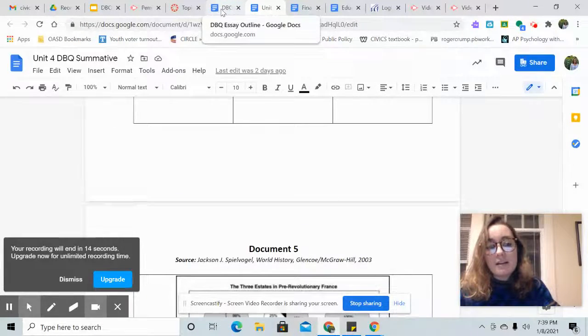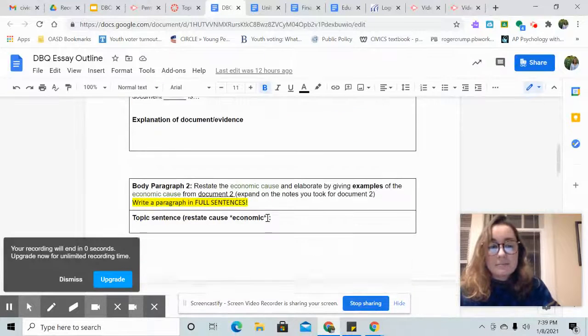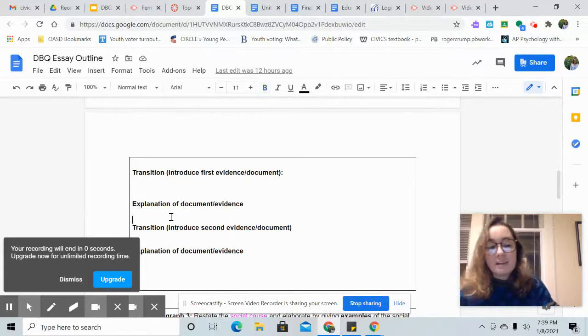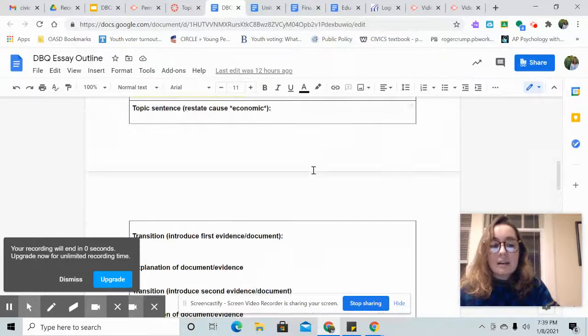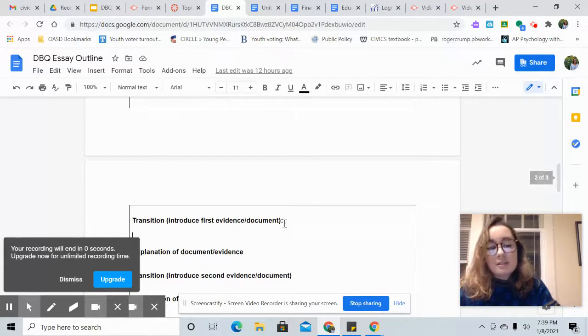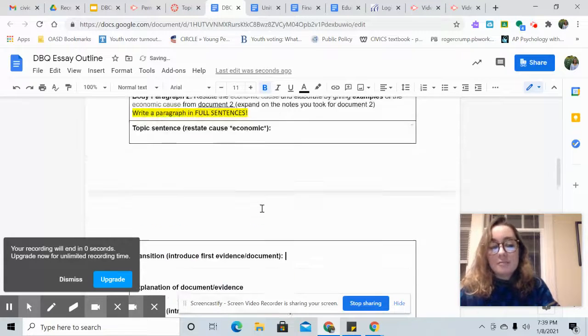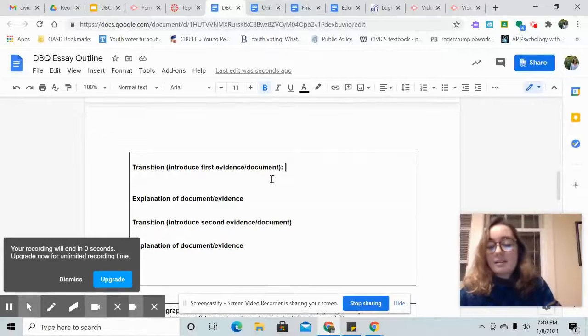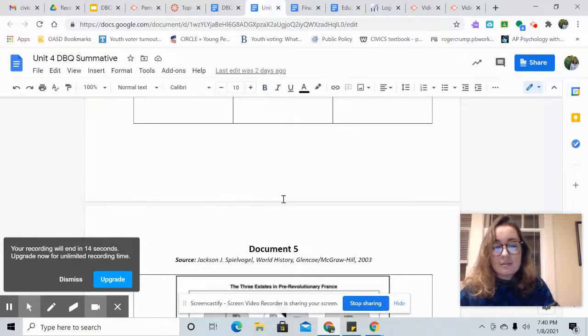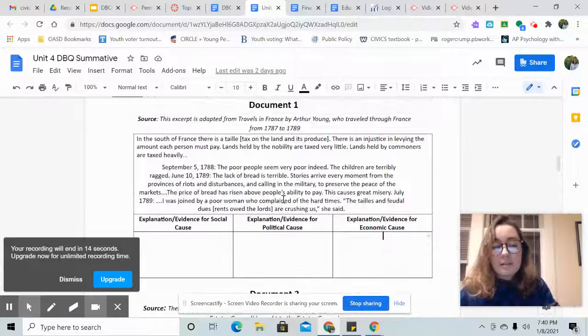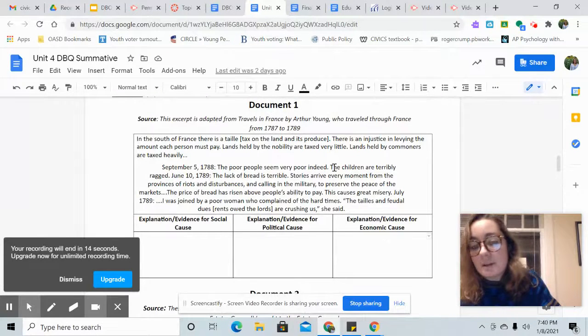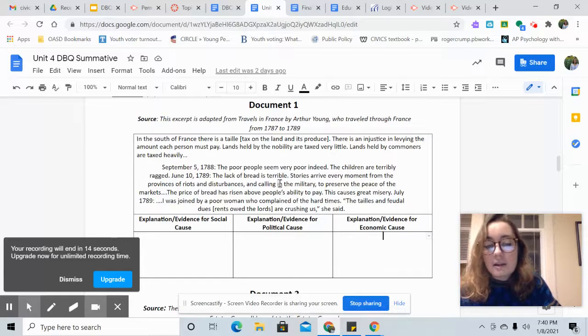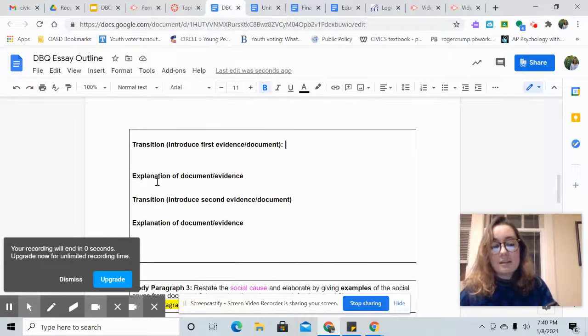And then if I were to go back into my essay outline for economics, right, I would explain. I would say there's a lot of economic causes of the French Revolution, such as people, my first example is people weren't able to afford basic things like bread. This is seen in document 1 when they say, let's see, what did they say here? Document 1, when they said, the poor people seem very poor indeed. The children are terribly ragged. The lack of bread is terrible, right? So you can quote that and then go back here, include that evidence, and then explain.